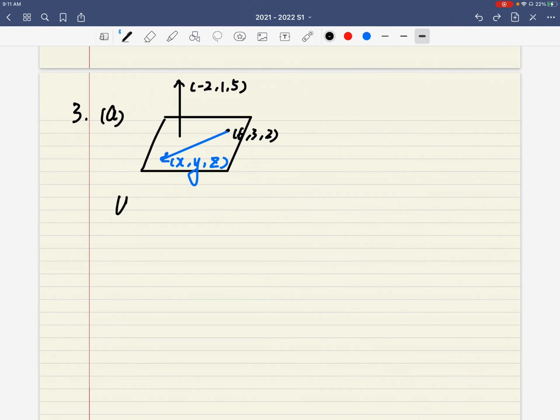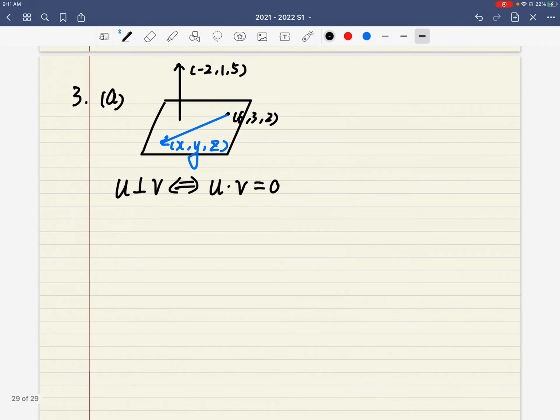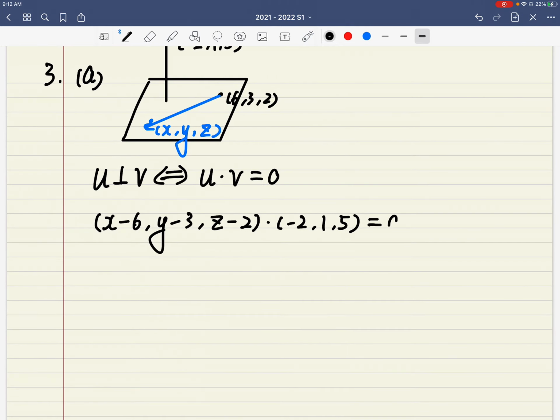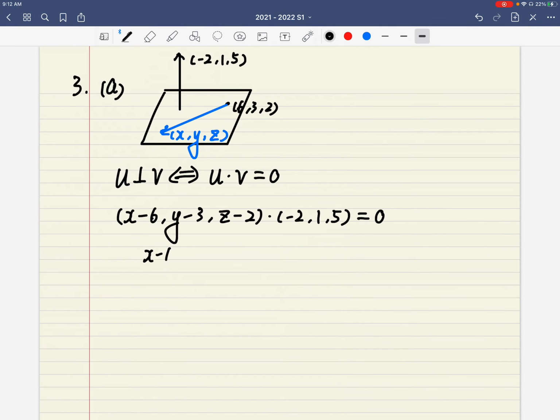Two vectors are perpendicular if and only if their dot product is 0, right? So now we have our two vectors. The first vector is a random vector on the plane, which you get from the end point minus the start point. This is the blue vector. Dot product with the normal vector, which is perpendicular to the plane, so it's perpendicular to any vector on the plane. Their dot product must be 0. Then you can solve this, and you get the result you want.